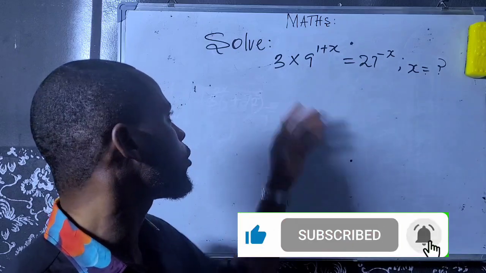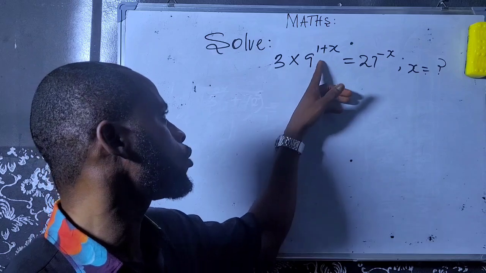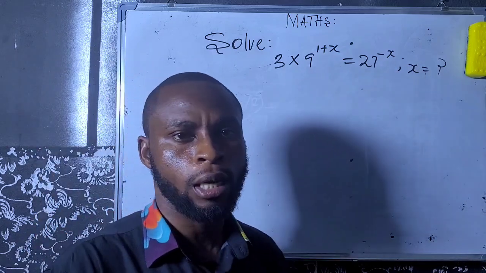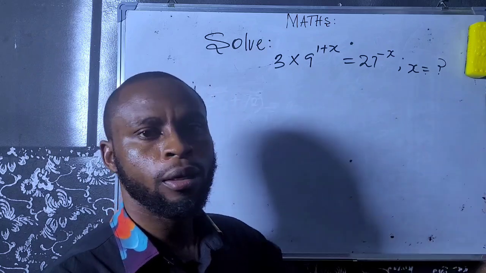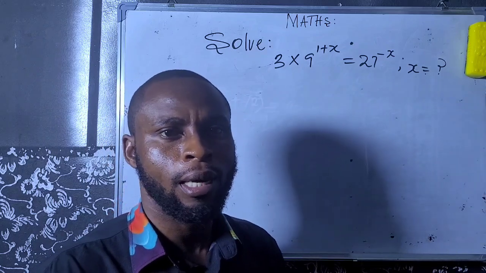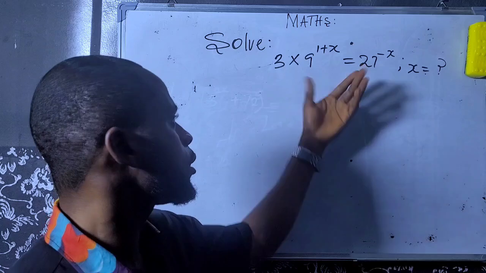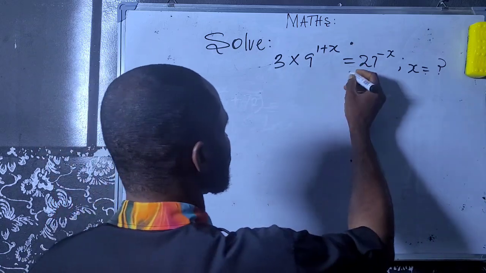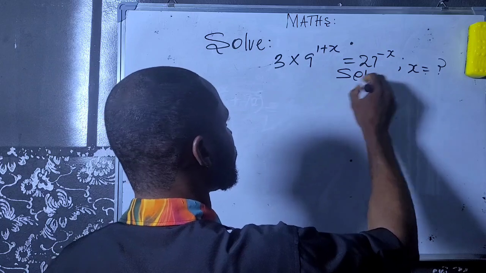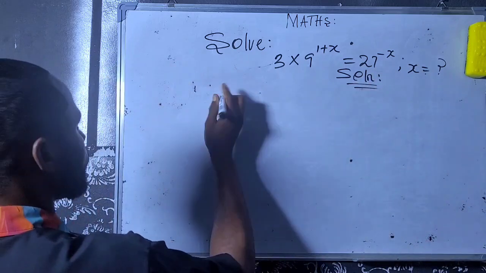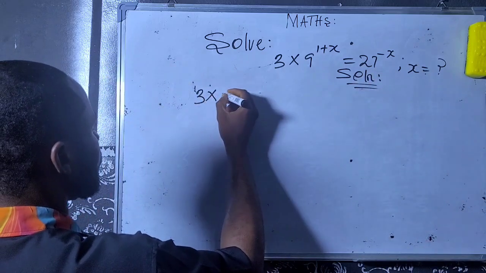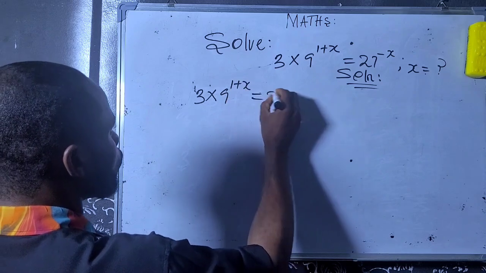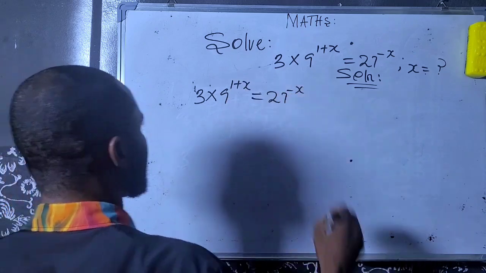In this video, we have to provide a solution to this exponential equation here on the board. We have to solve 3 times 9 to the power of 1 plus x equals 27 to the power of minus x. Then we have to provide the value of x that will satisfy this given exponential equation. Solution: 3 multiplied by 9 to the power of 1 plus x equals 27 to the power of negative x.